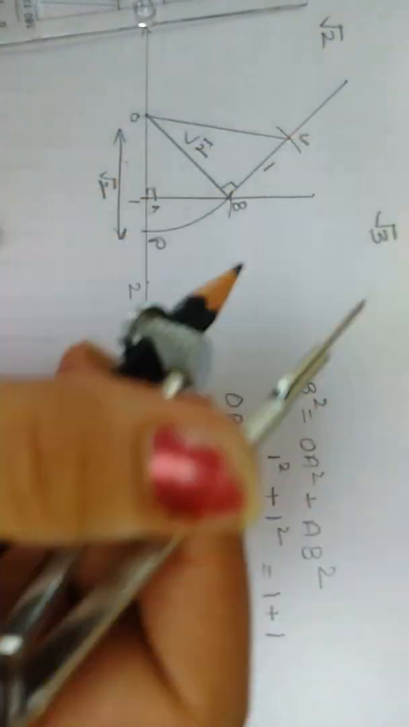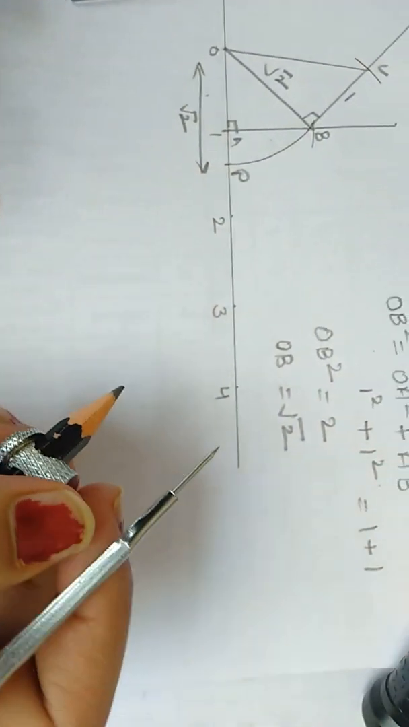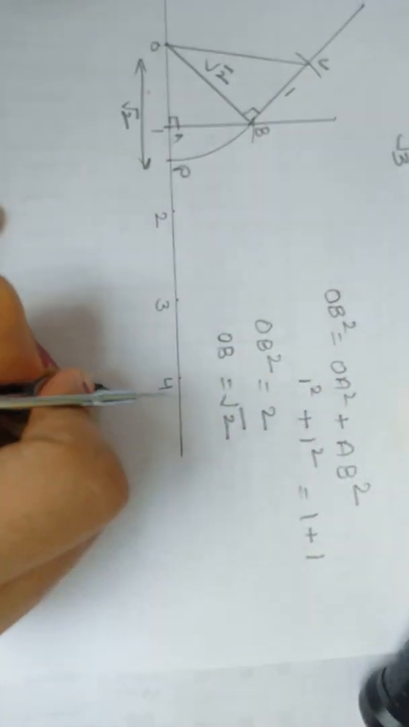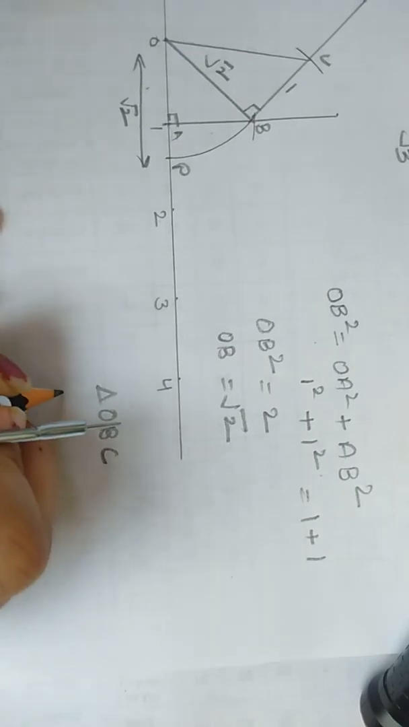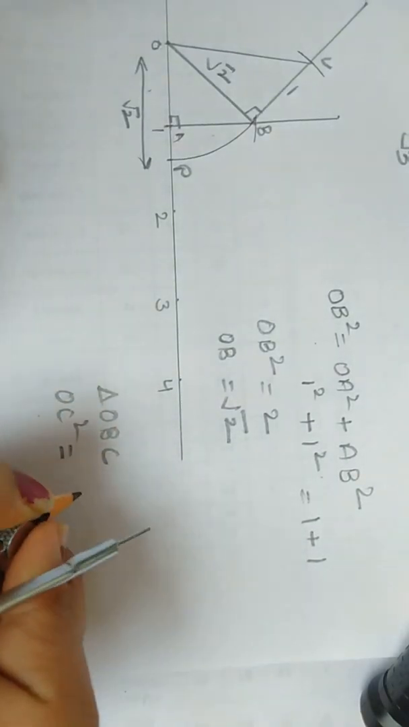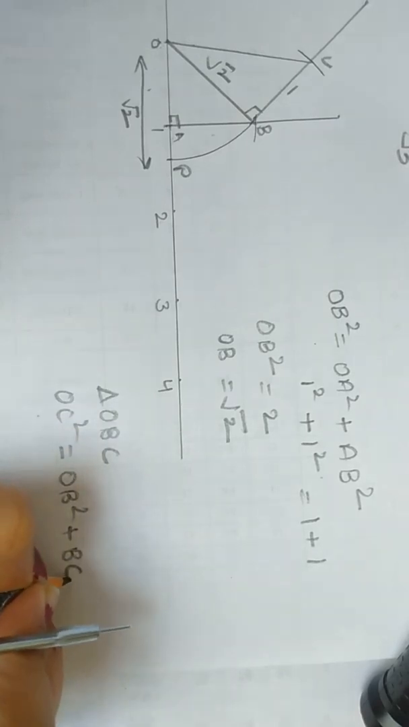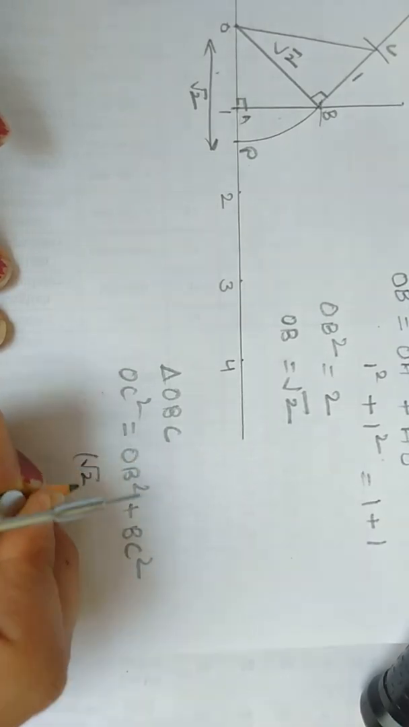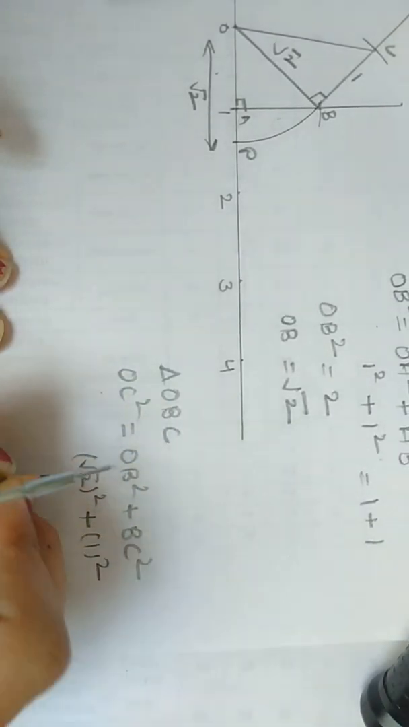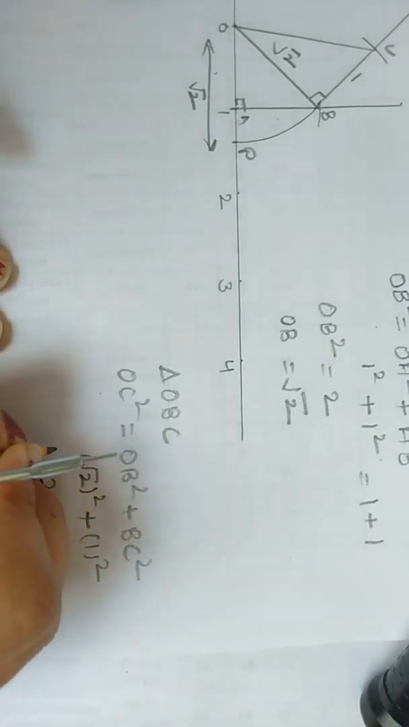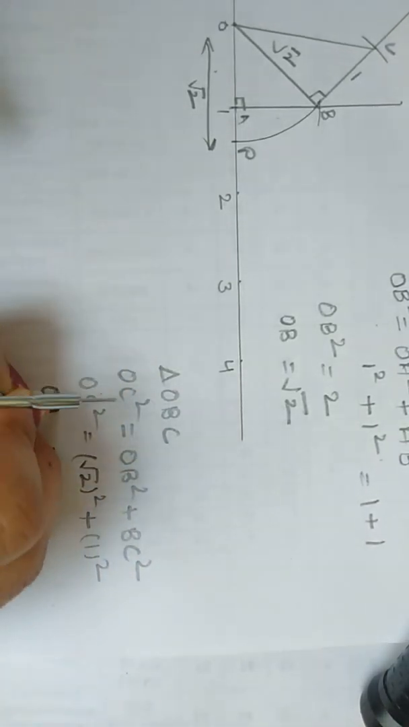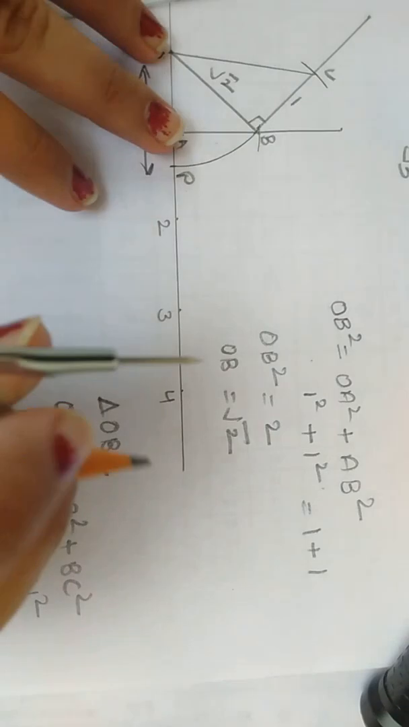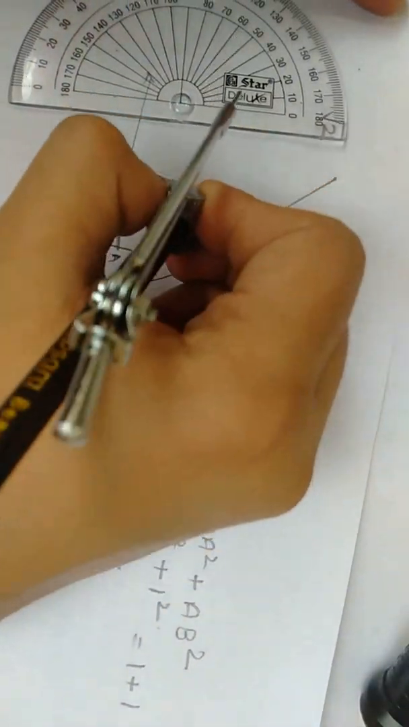Now we have to find the value of OC. We can again find it by using the Pythagoras theorem. We take triangle OBC. OC square is equal to OB square plus BC square. OB and BC we have the value. OB is equal to root 2 and BC equals 1. Here 2 plus 1 equals 3. So OC square is 3, and we have the value of OC, that is root 3. So we have the value of this, that is root 3.